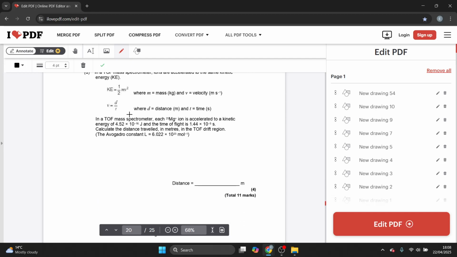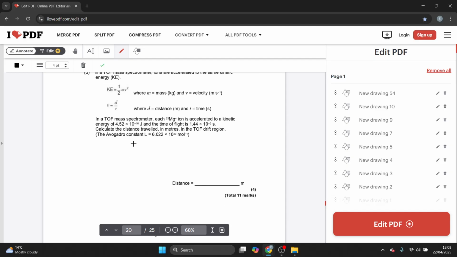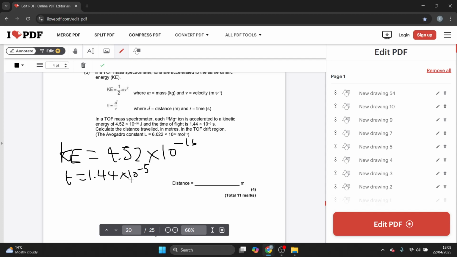Calculate the distance traveled in meters of the time of flight drift region. Time of flight mass spectrometer. Each ion is accelerated to a kinetic energy of this, and time of flight is this. Another question like this. They love to ask these questions. Kinetic energy equals 4.52 times 10 to the power minus 16. Time is 1.44 times 10 to the power minus 5. I want to calculate distance traveled; it gave me Avogadro's constant, so 99% chance I'm going to use it. I like to say 100, but 99% chance just for the sake of YouTube.